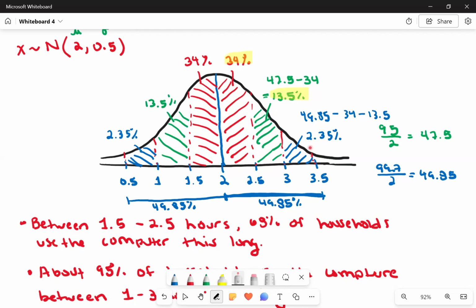Now, here's what's kind of cool. Like the empirical rule, these percentages aren't really going to change. So you can use these percents over and over again on normal curves to figure out these types of questions. All right. But there we go. That is the normal curve.